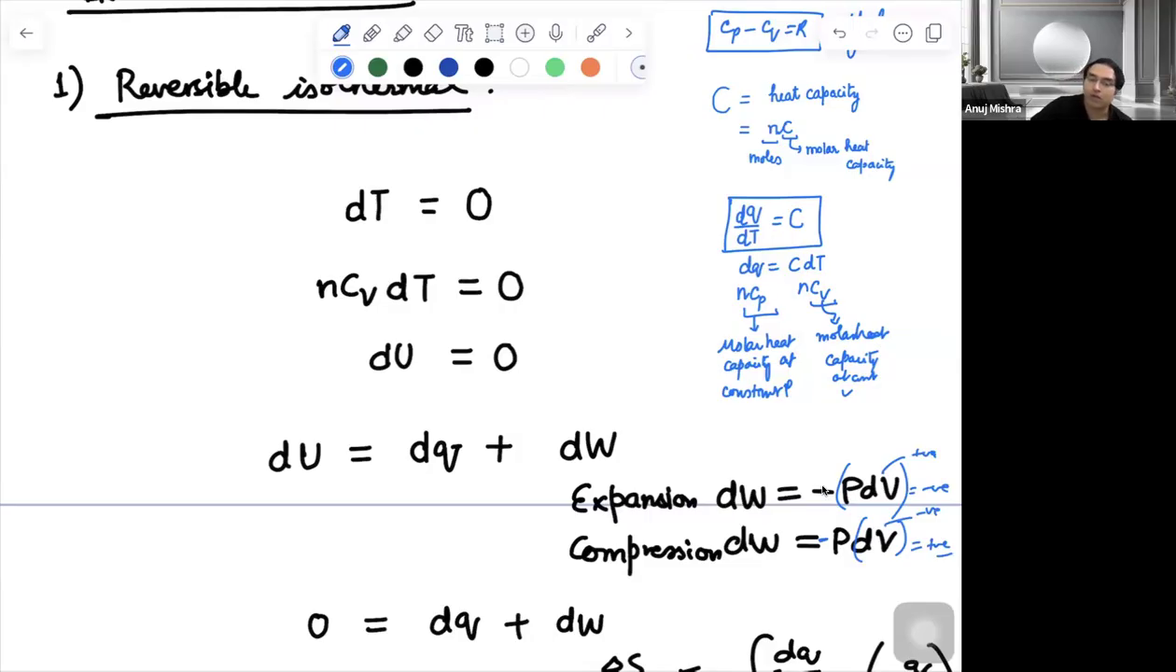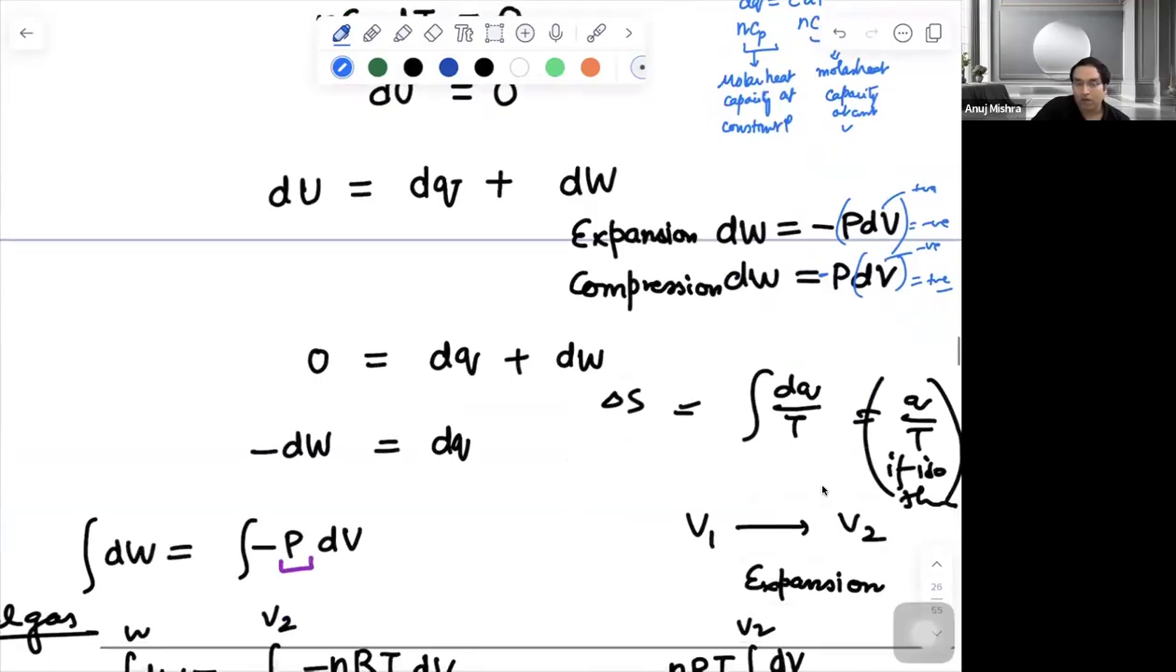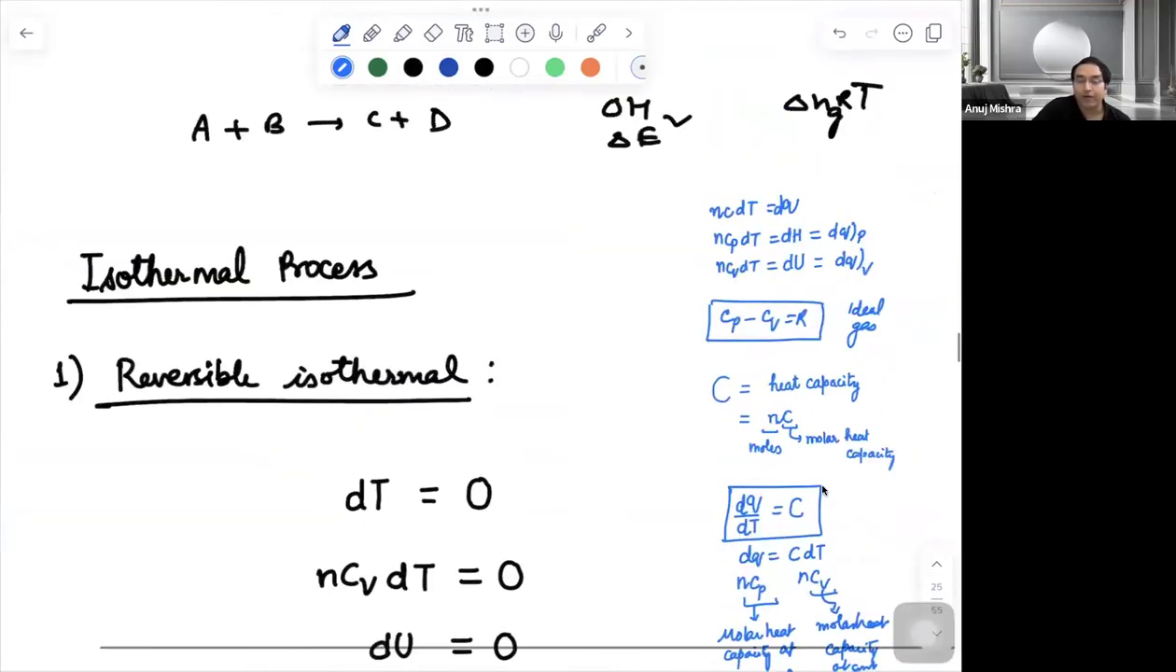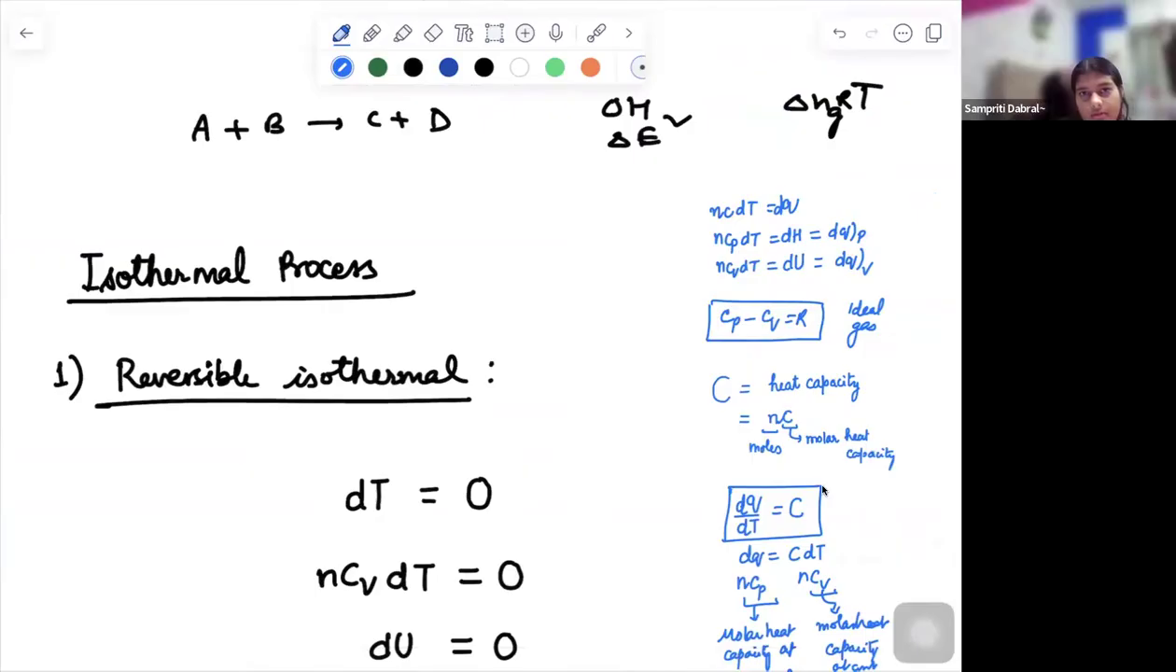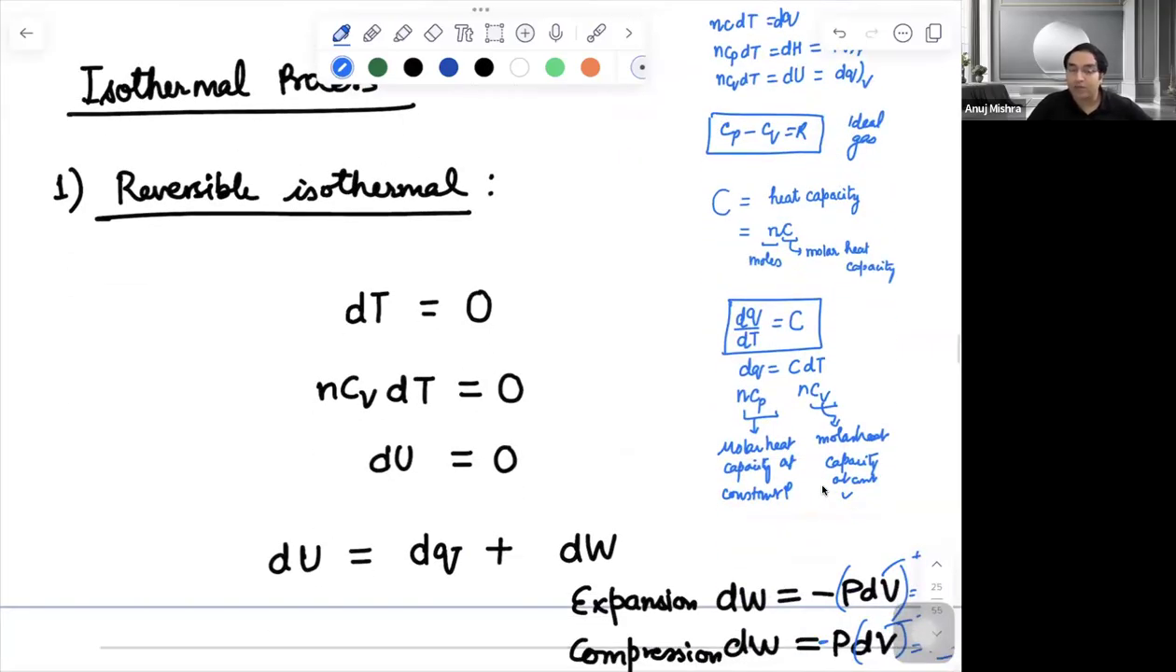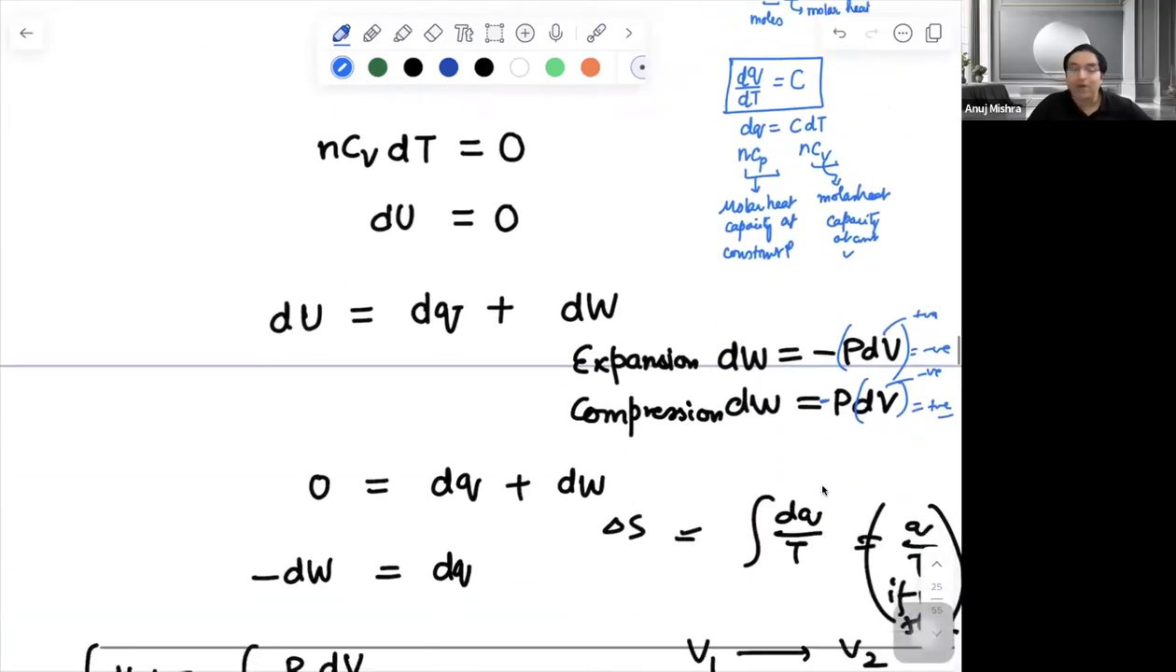Any problem with this? Okay, now which case are we talking about right now? Sampriti, which case we are talking about right now? Reversible isothermal. So isothermal, you got dT 0, NCVdT 0, dU 0. If dU is 0, can we say dq plus dw is 0? Because dU is dq plus dw. So can we say dq is minus dw?